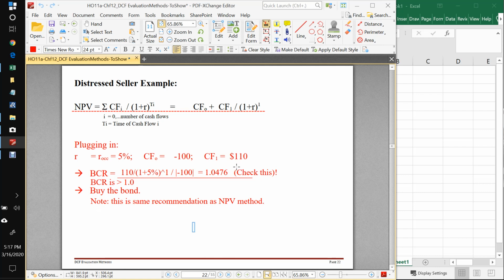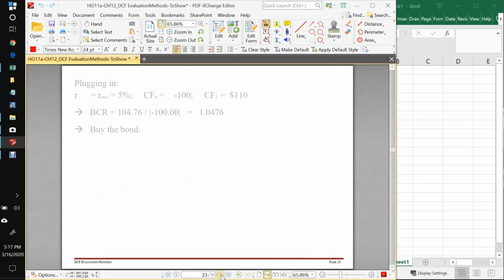So if you get a positive NPV and a negative BCR, you've made a mistake somewhere. Okay, they're always going to work in the same direction. So let me just put that in here too. This is always the case. They're always going to recommend the same thing. They get there a different way, but they're always going to make the same conclusion.